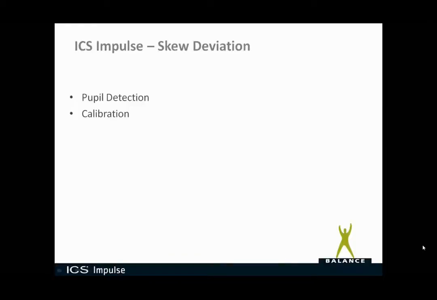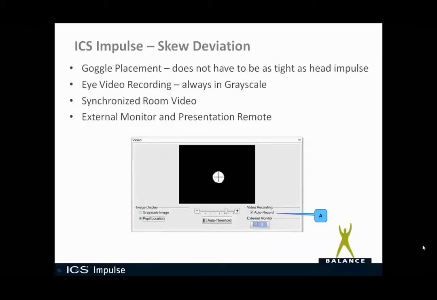So regarding pupil detection and calibration, those two topics are covered in separate videos. Goggle placement. The goggle does not have to be as tight as for head impulse. It needs to be tight enough so that it stays in place, but if you're not moving the head, it does not need to be as tight as it does for head impulse.